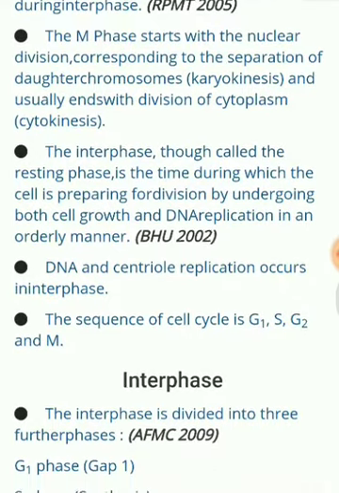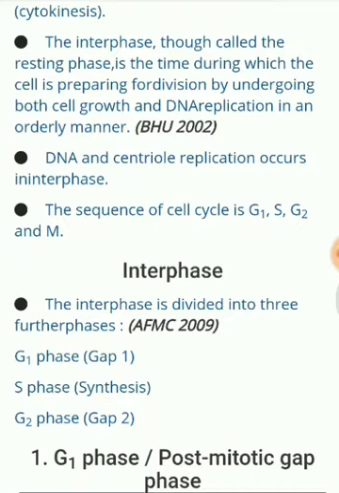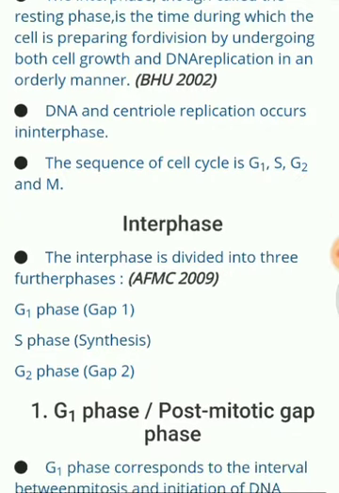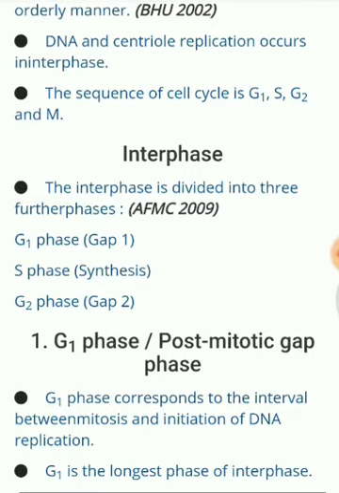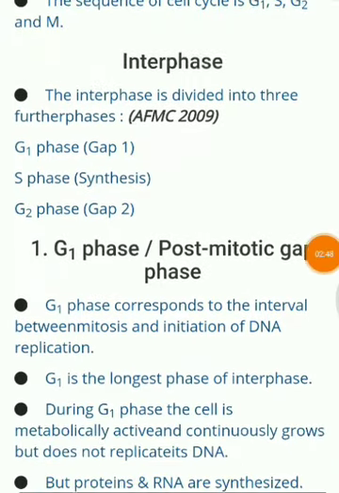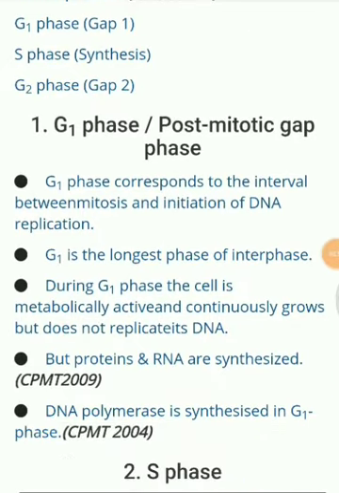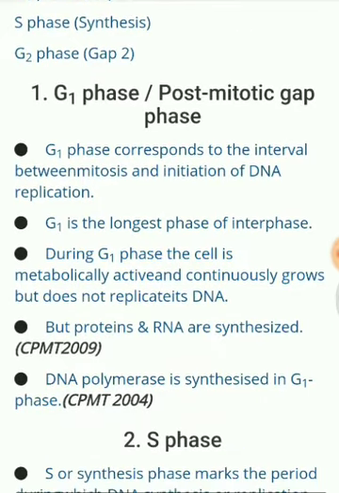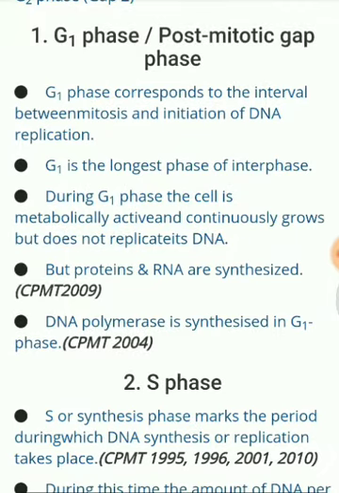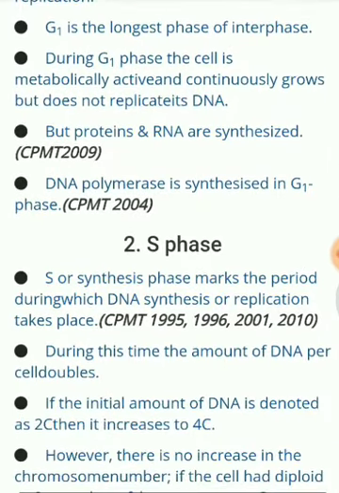The sequence of the cell cycle is G1, S, G2, and M. Interphase. The interphase is divided into three further phases: G1 phase, gap 1; S phase, synthesis phase; and G2 phase, gap 2. G1 phase, the post-mitotic gap phase, corresponds to the interval between mitosis and initiation of DNA replication. G1 is the longest phase of interphase. During G1 phase, the cell is metabolically active and continuously grows but does not replicate DNA. But proteins and RNAs are synthesized. DNA polymerase is synthesized in G1 phase.